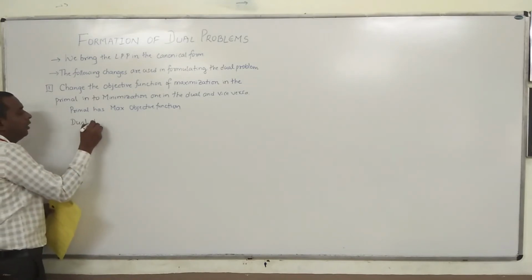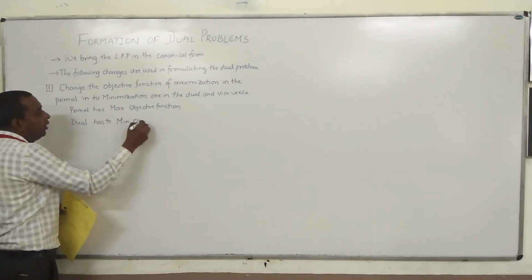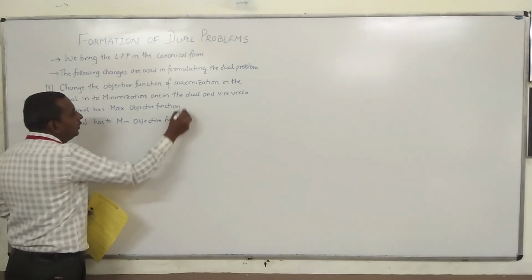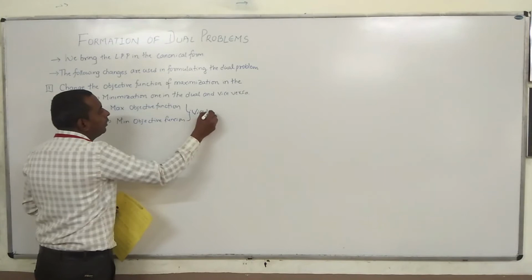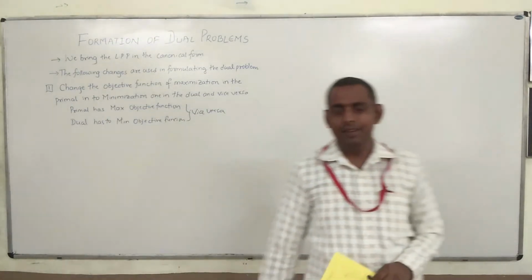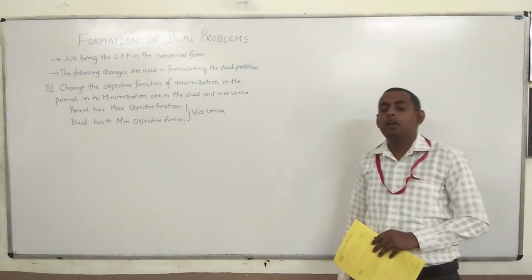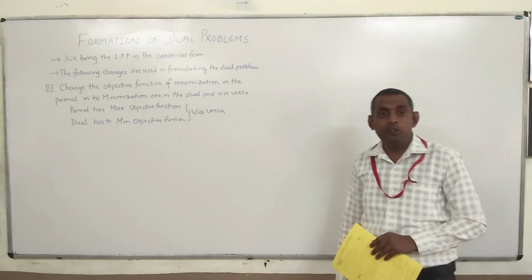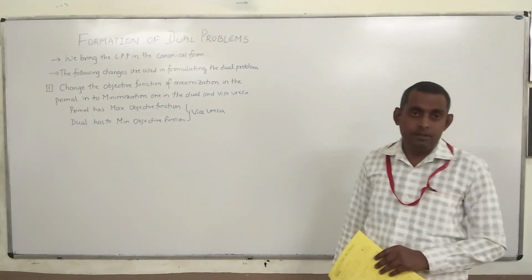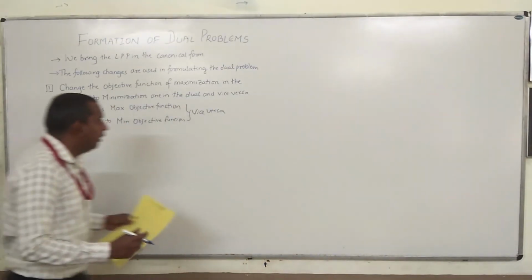the dual has to have a min objective function. That is vice versa. If the primal has an objective function to be minimized, the dual has an objective function to be maximized. That is vice versa. This is point one.